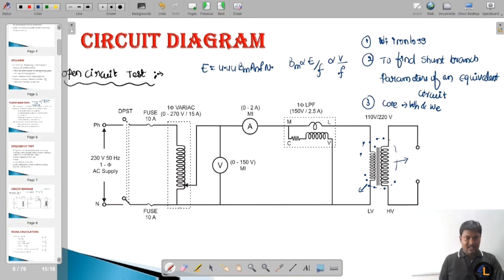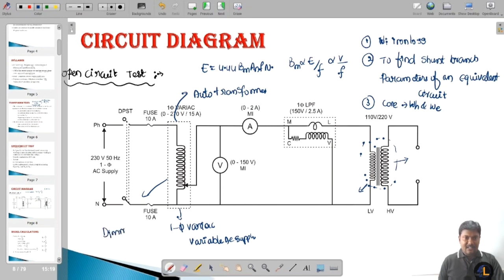So here we are applying a variable AC voltage with the help of a single phase variac. Single phase variac means variable AC supply. And we can call it an auto transformer. A single phase auto transformer is also called a dimmerstat.